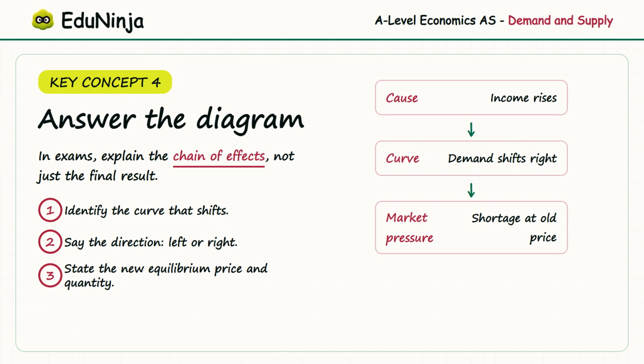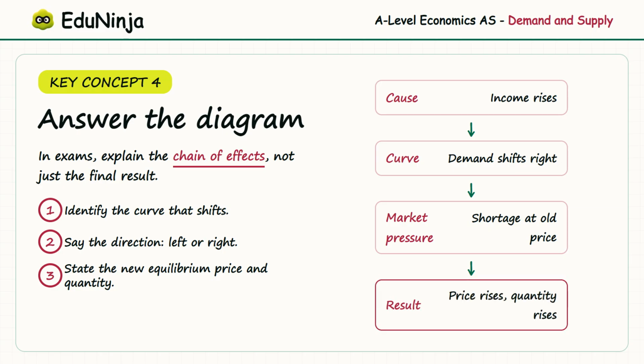Third, explain the pressure at the old price. There is a shortage. Quantity demanded is now greater than quantity supplied. Finally, give both outcomes, price rises and quantity rises. Use the words shift, shortage, or surplus, and new equilibrium. That sequence gives you a clear answer instead of a one-line guess.